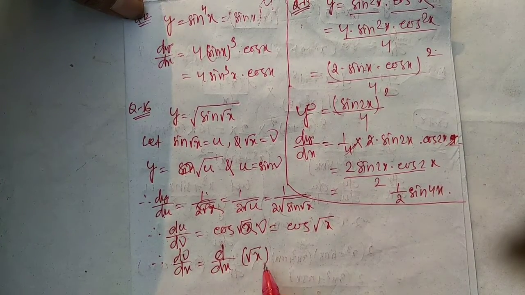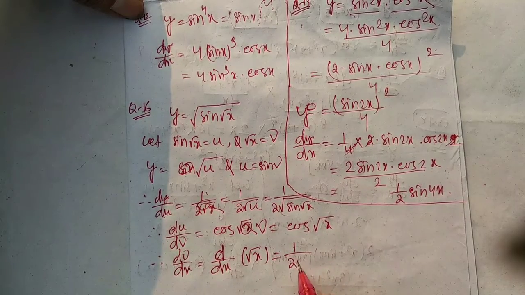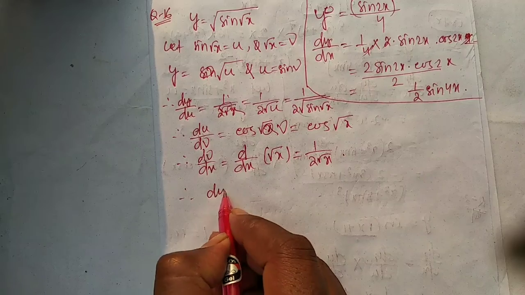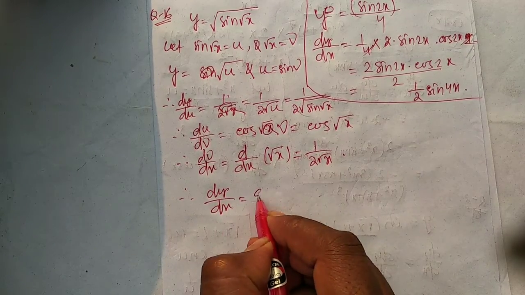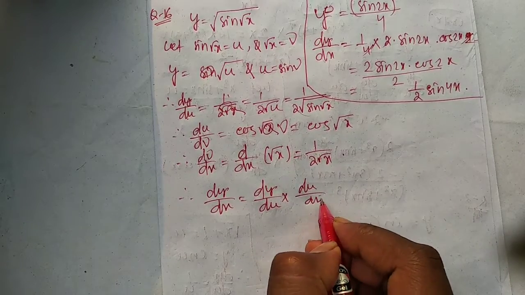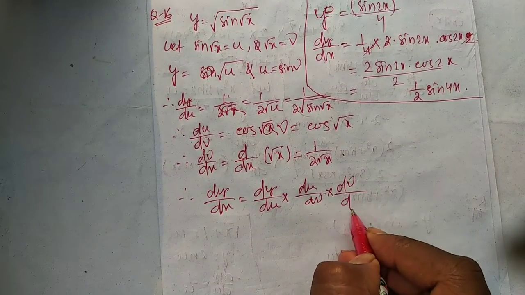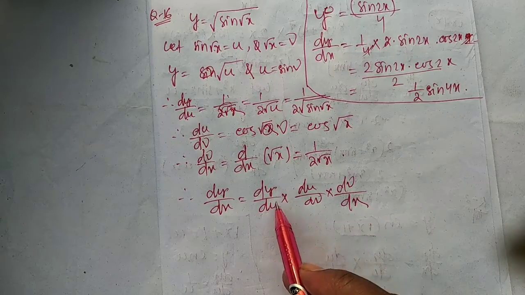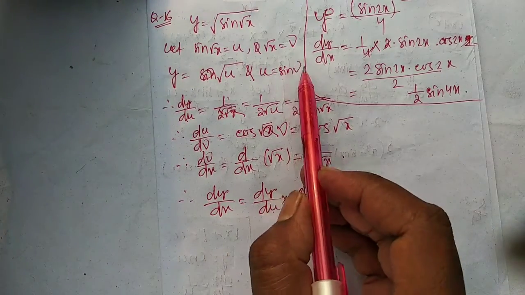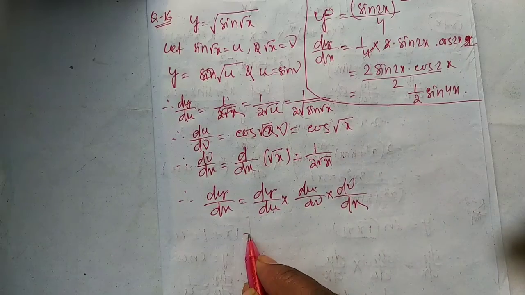Value of root x, v is root x, so 1 by 2 root x. Now apply the chain rule: dy by dx is equal to dy by du into du by dv into dv by dx. Why am I writing like this? As y is a function of u, u is a function of v, and v is a function of x.